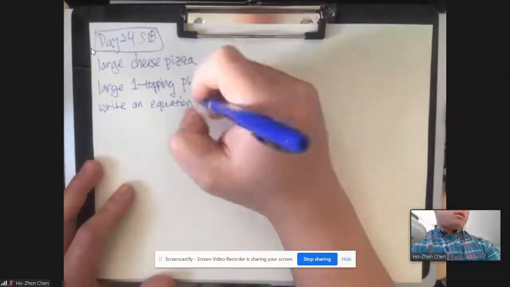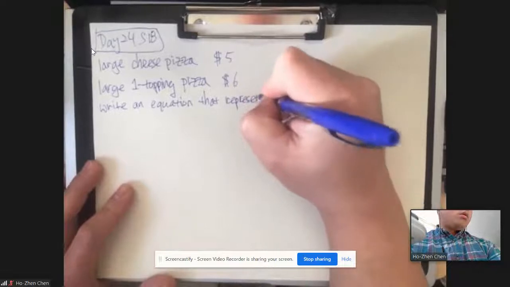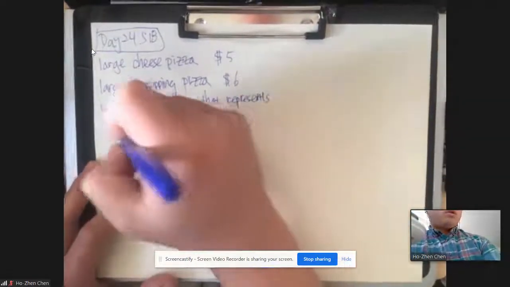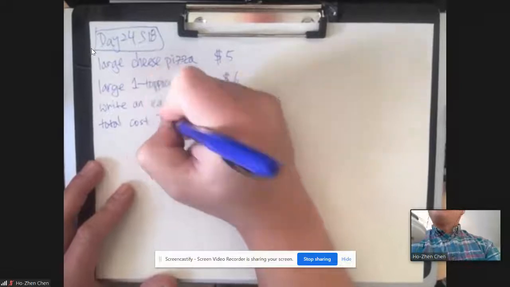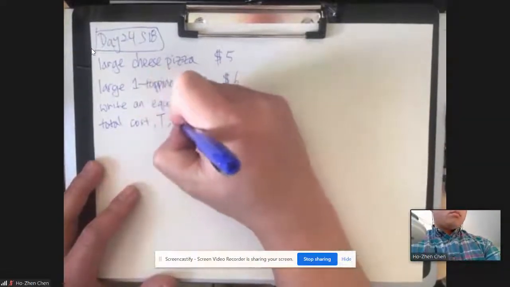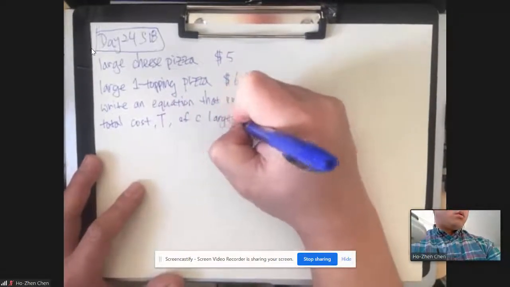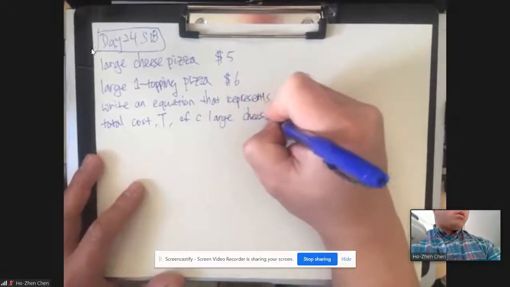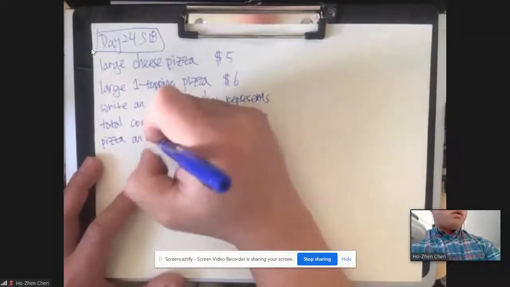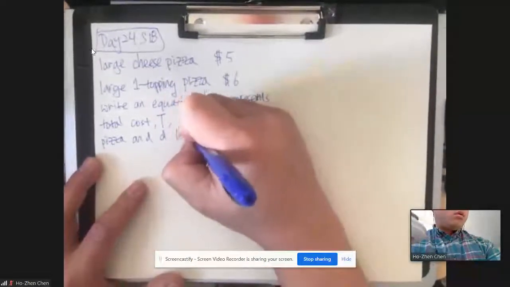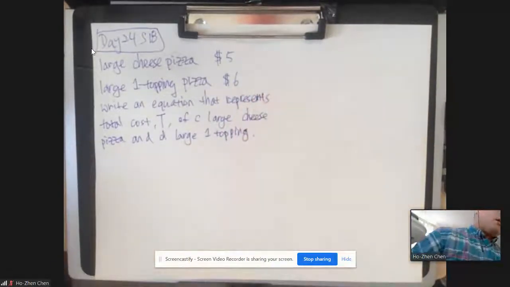that represents the total cost T of C large cheese pizza and D large one topping. Ooh, handwriting is definitely improved.